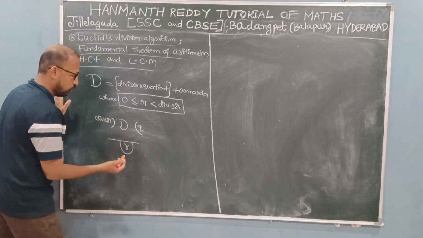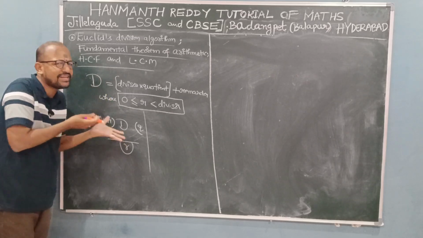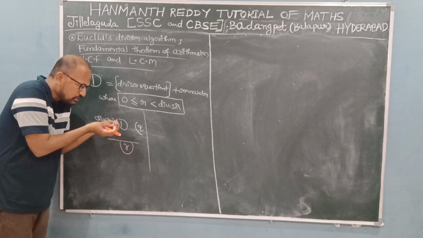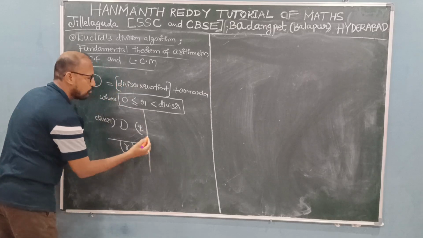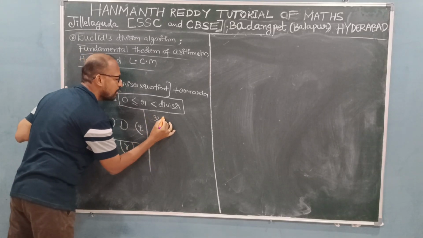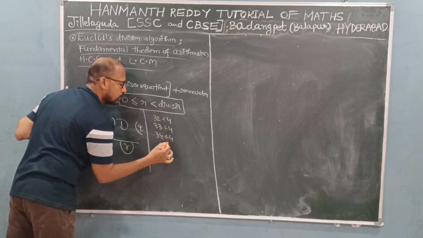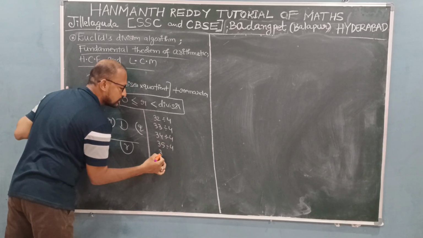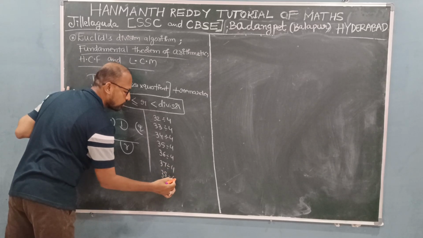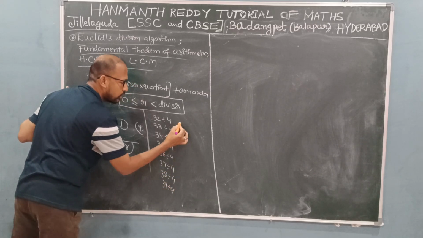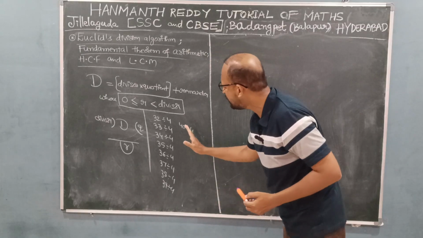Let us take some examples. I am taking nearly six questions and will do them very fast. These are basic divisions we learned in very early classes. For example, 32 divided by 4, 33 divided by 4, 34 divided by 4, 35 divided by 4, 36 divided by 4, 37 divided by 4, 38 divided by 4, 39 divided by 4, 40 divided by 4, up to this. Enough. I am just doing some basic divisions.